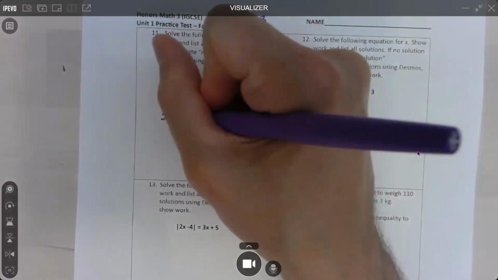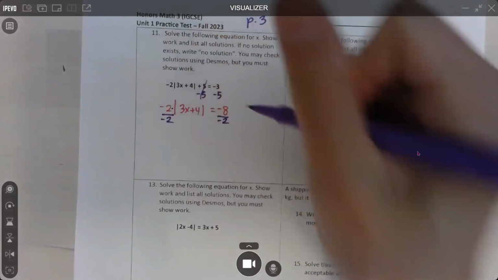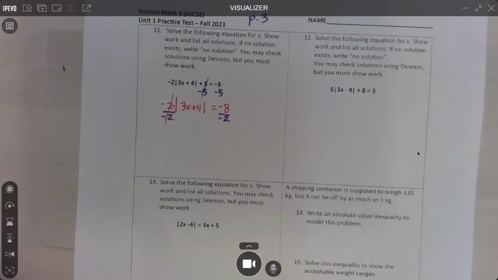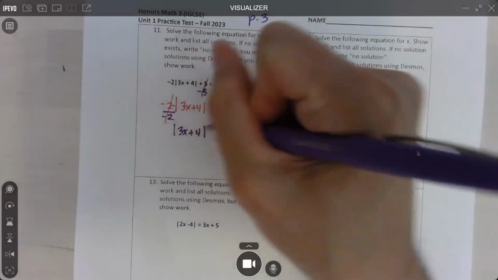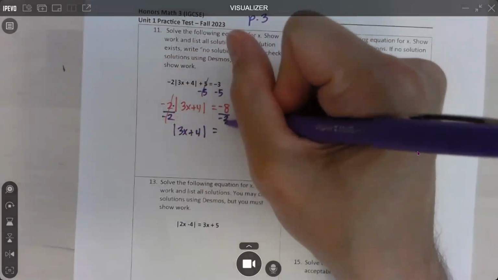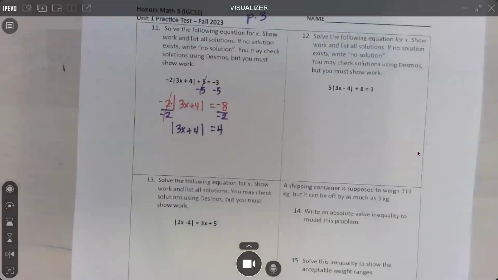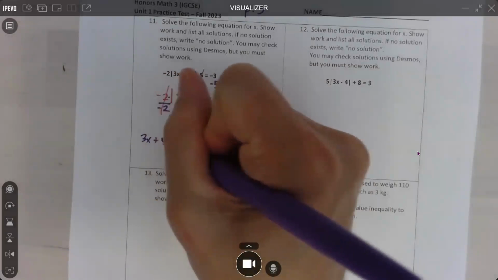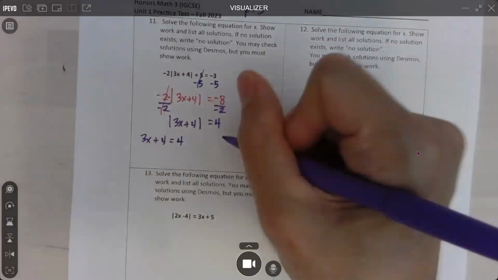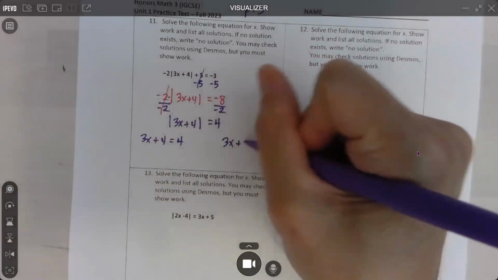So this is going to be dividing by -2 because we don't want that number out in front of the absolute value. Those will cancel out, and you will have the absolute value 3x plus 4 is equal to -8 divided by -2, which is 4. It is at that point where I write two different equations. I write 3x plus 4 equals +4, and I write 3x plus 4 equals -4.